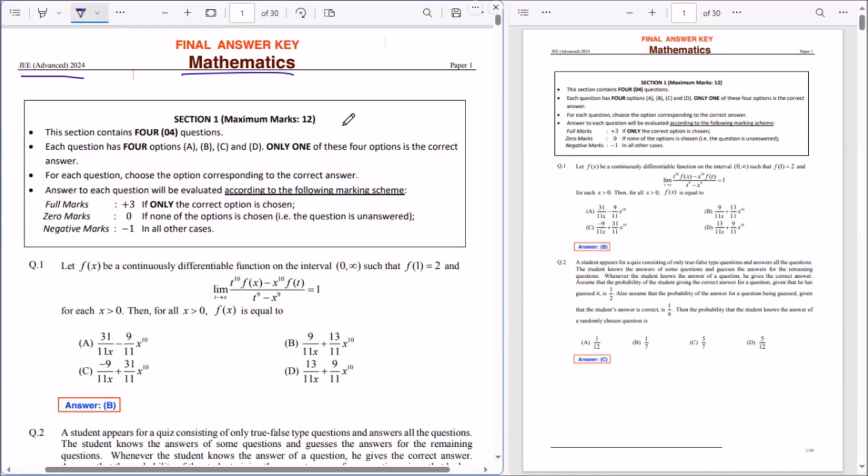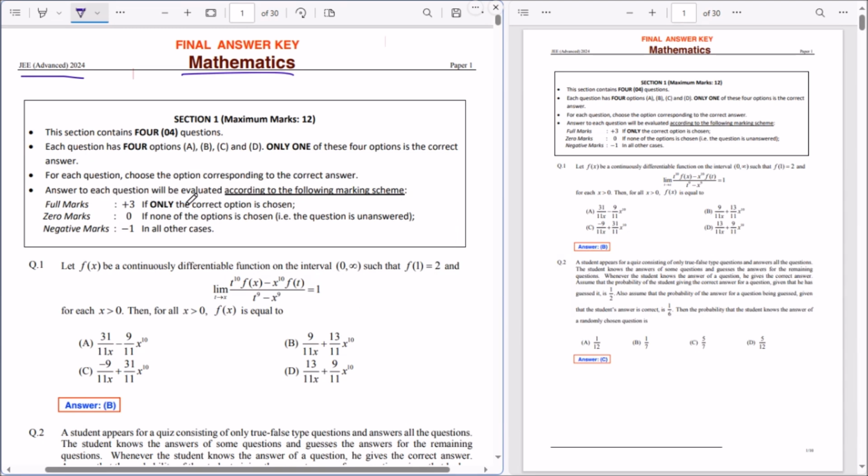Mathematics and physics as well as chemistry will have 4 sections. These 4 sections are different with respect to question pattern. Let us see section 1. Section 1 consists of 4 questions and the maximum marks allotted for this section is 12 marks. Each question has 4 options A, B, C and D. Only one of these 4 options is the correct answer. For each question, choose the option corresponding to the correct answer.